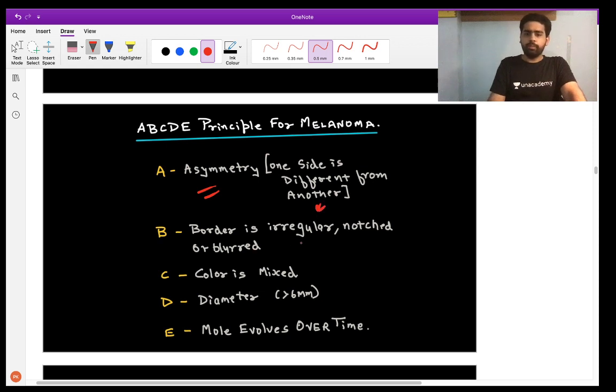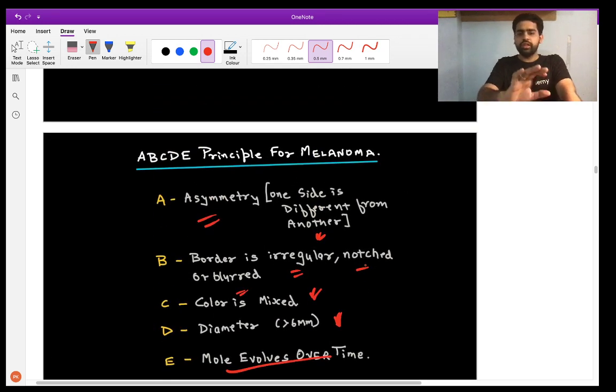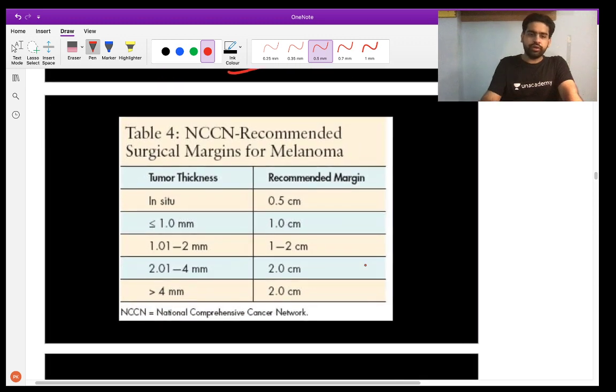Then B stands for border: the border is irregular, notched or blurred. Any irregularity, notching or blurring of the border may indicate malignancy. C is color: the color of the mole is mixed. D is diameter, if it is more than 6 millimeters. And E means there is an evolution of the mole over time, so it is constantly changing over a period of time. So this is basically the ABCDE principle for melanoma. That is completely fine, not great.